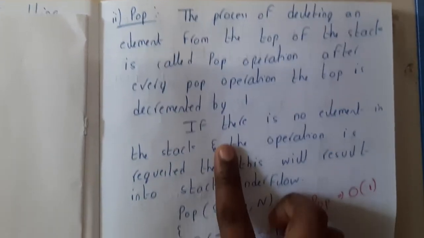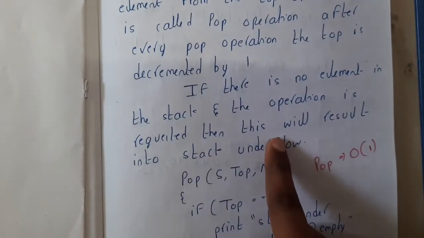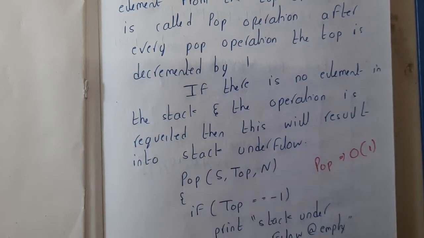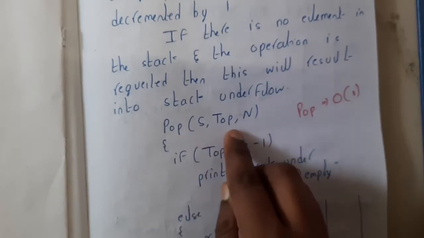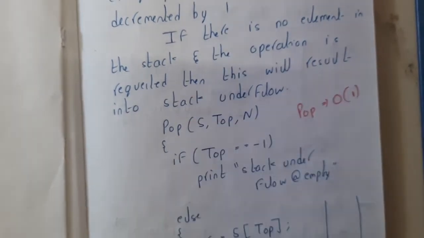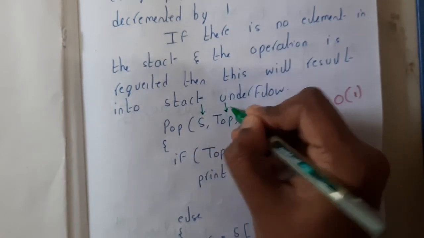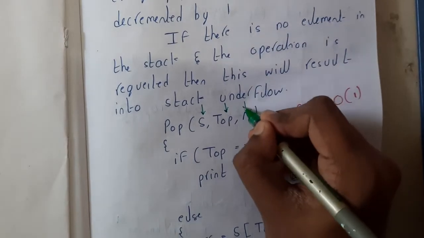Got it? Yes. If there is no element in the stack and a pop operation is requested, then this will result in stack underflow. Underflow is nothing but empty. Overflow is nothing but full, guys. Okay? Yes. So pop(s, top, n). Here s is nothing but our stack, top is our topmost element's index, and n is the total number.